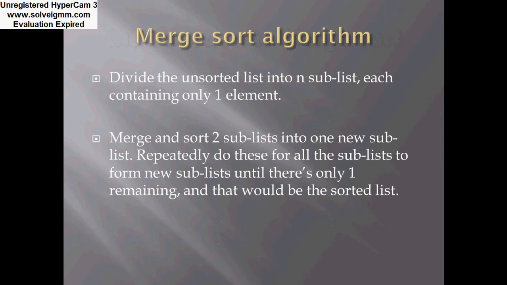The main idea of MergeSort is to divide an unsorted list into n sublists, each containing only one element. Each sublist is considered to be sorted because there's only one element. And now we'll be merging and sorting two sublists and forming one new sublist. We'll be repeatedly doing this for all the sublists until there's only one remaining.